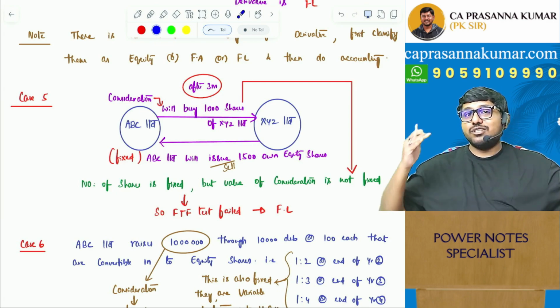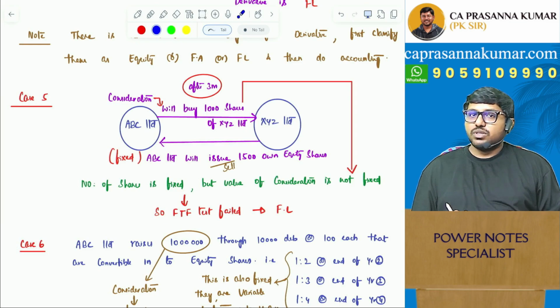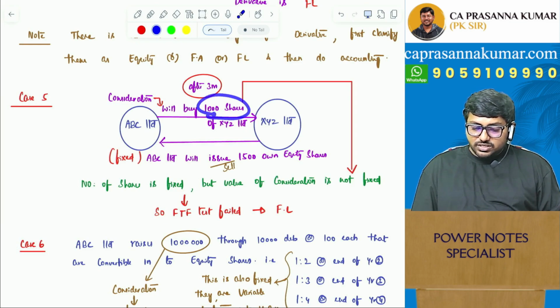Now here again students will get confused. You know how they'll get confused? Sir, number of shares is fixed now, sir.